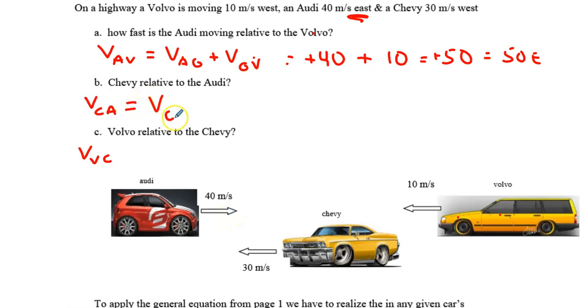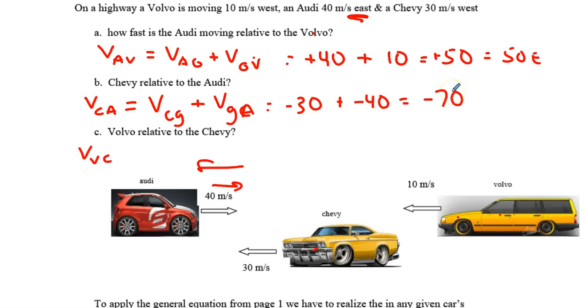This equals V Chevy ground, using lowercase g, plus V ground Audi, excuse me. So the velocity of the Chevy relative to the ground is given to the left, negative 30, plus what's the ground relative to the Audi? The Audi is moving this way, the ground seems to be moving that way, so that's negative, so plus a negative 40, and I get negative 70 meters per second, and negative means to the west. So if I'm in the Audi, the Chevy is going to seem to be approaching me this way, to the west, but at 70 miles per hour because they're moving towards each other.